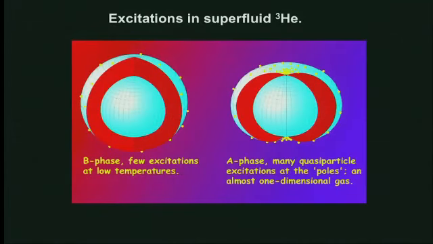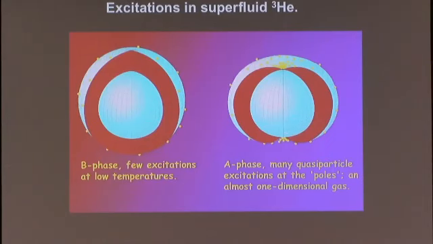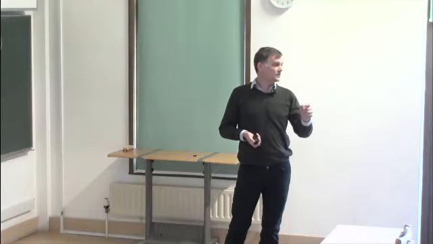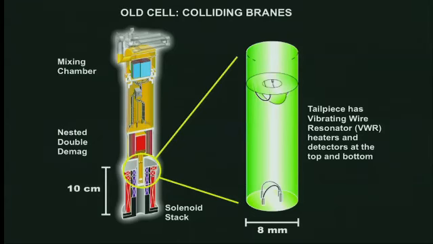What are we going to measure? We measure the excitations. In the B phase, there are very few excitations at low temperatures. You get a Boltzmann distribution of broken quasiparticles. In the A phase, there are lots of quasiparticle excitations at the nodes because it costs no energy to break a Cooper pair. I won't go into the details, but essentially we have devices which can create these quasiparticles and can measure the density of these quasiparticles, thermometers.